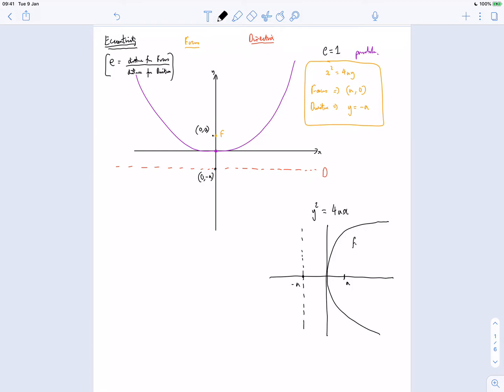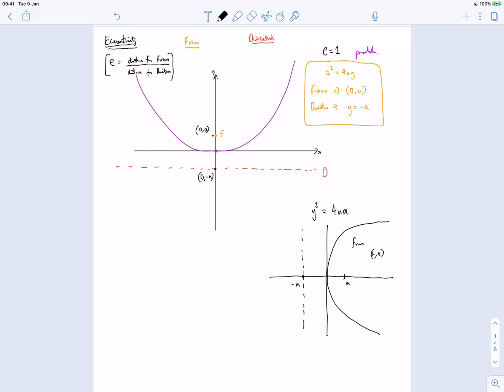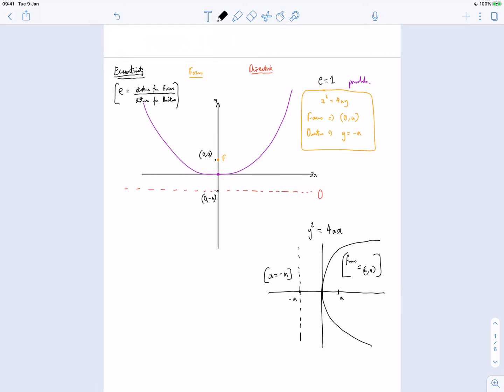And same deal, the focus will just be... Whoa, I've got this the wrong way around, haven't I? This should be 0, A. The focus over here will just be (A, 0), and the directrix will just be x equals negative A. Okay, so when the eccentricity, the ratio between the distance from the focus to the graph and the distance from the directrix to the graph, equals 1, then we've got a parabola.